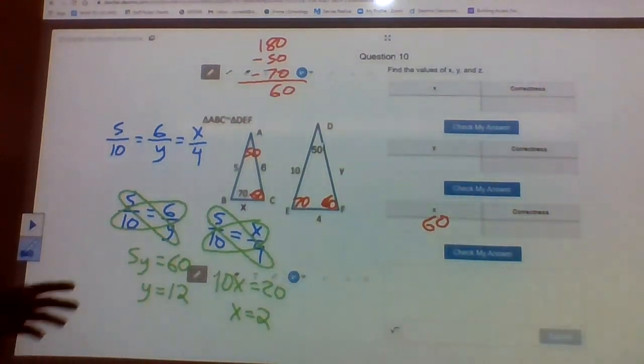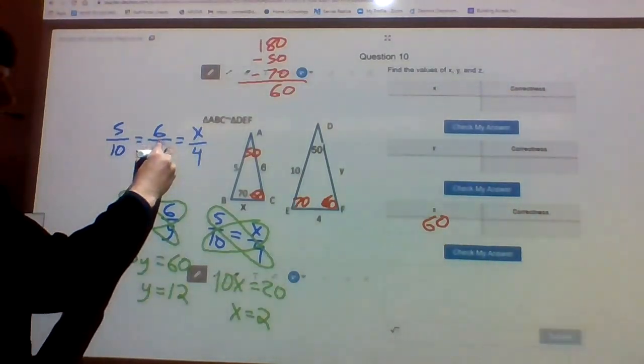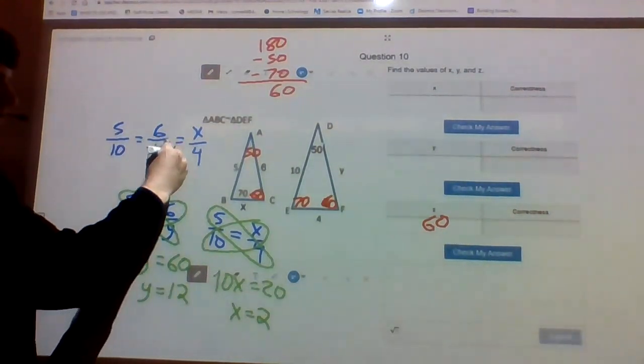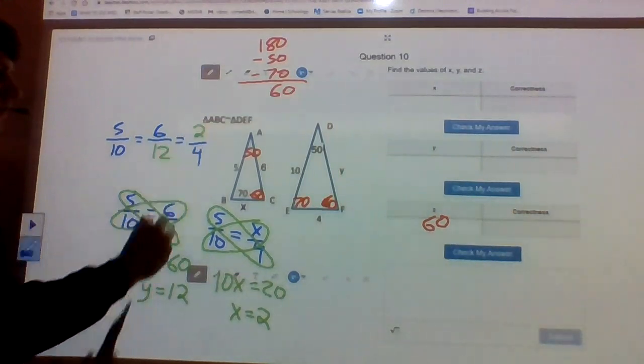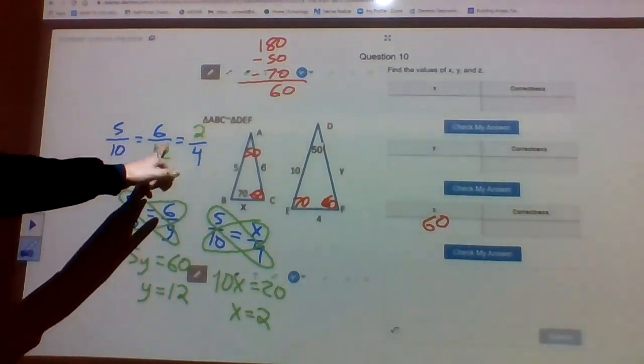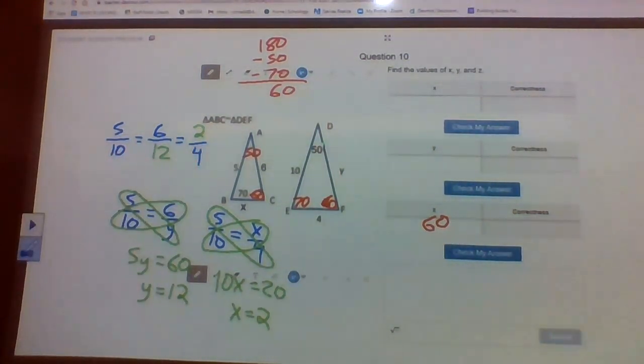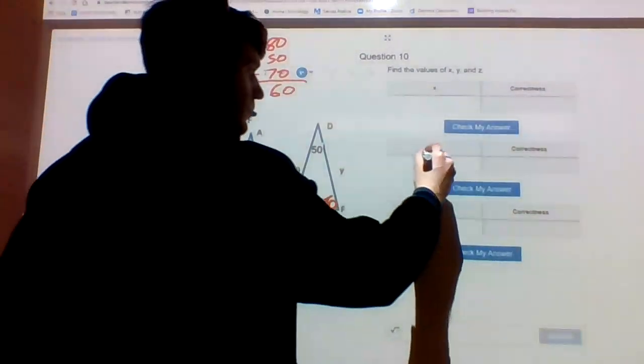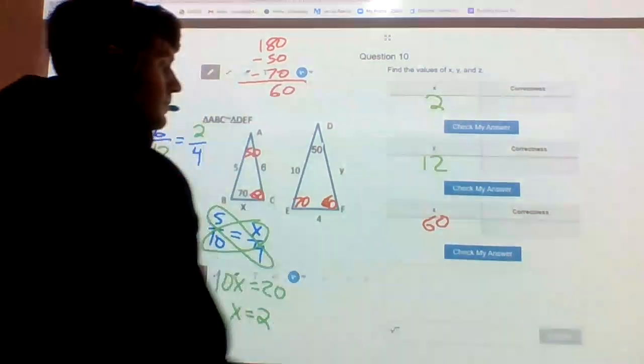Okay? And that makes sense here in our proportion because we have 6 over 12 and 2 over 4, and that gives us 1/2, 1/2, and 1/2. So we have 12, 2.